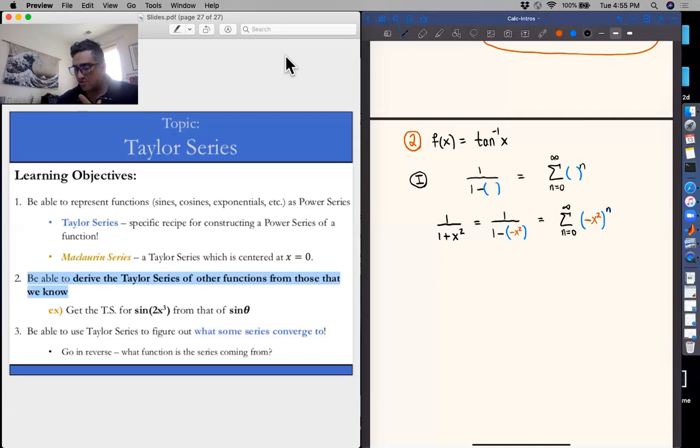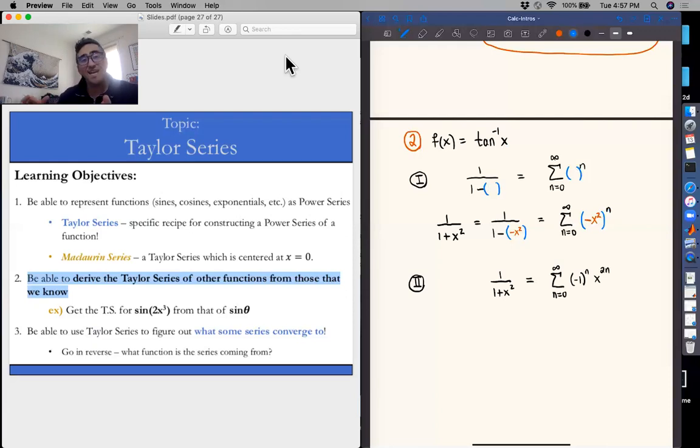So this was our power series for the function 1 over 1 plus x squared. And why are we doing that? The whole reason is because the antiderivative of 1 over 1 plus x squared is arctangent. So again, we're starting off with 1 over 1 plus x squared. It equals that power series that we found up above. And I'll just rewrite this as (-1)^n times x^(2n) over here.